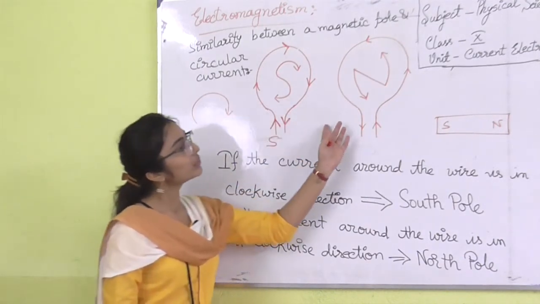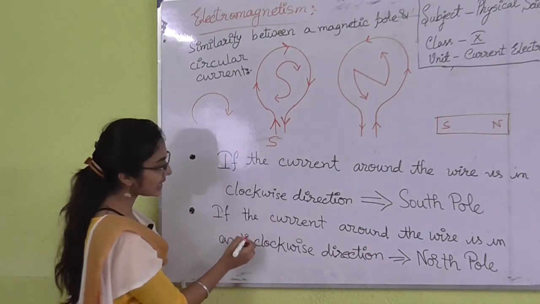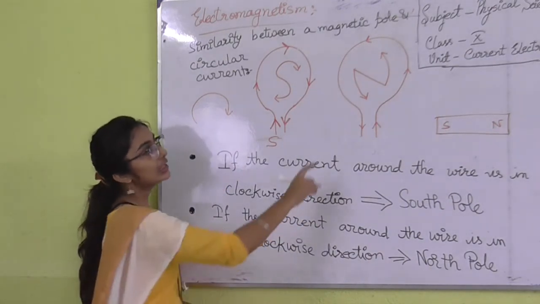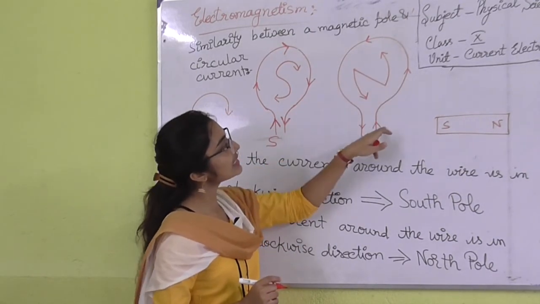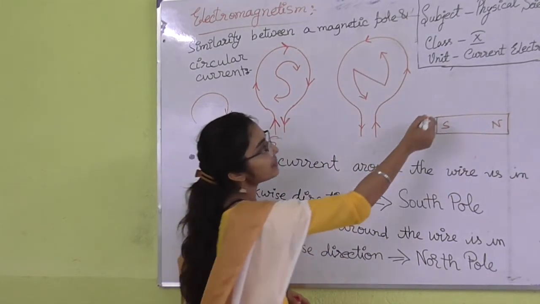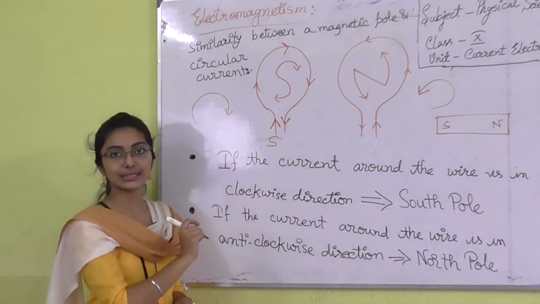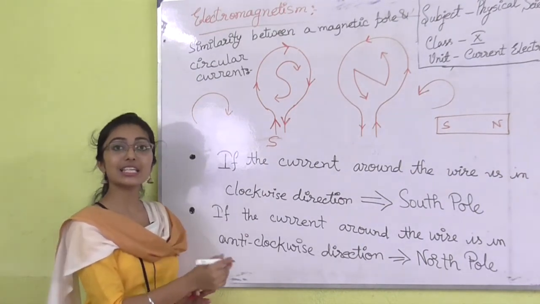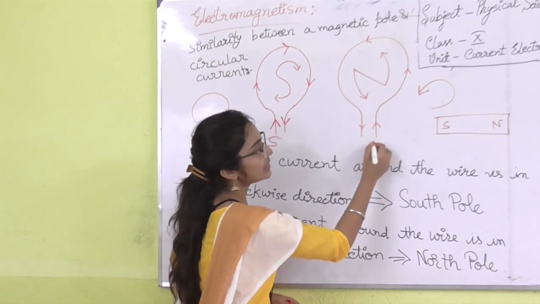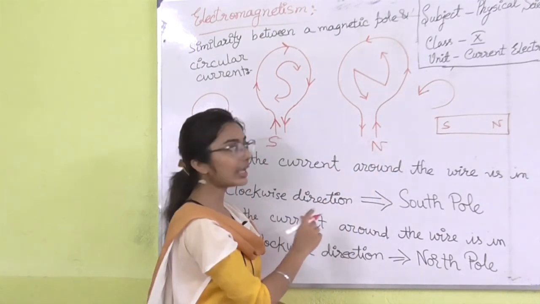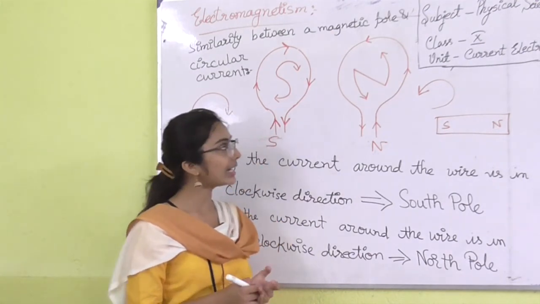Again, we will discuss another thing. Look at the loop: the current is passing from this side to this side. That means the current is passing this way, which is the anti-clockwise direction. Whenever the current is passing through the loop in anti-clockwise direction, that end is denoted by the north pole. So, this is the north pole and this is the south pole of the current carrying wire.